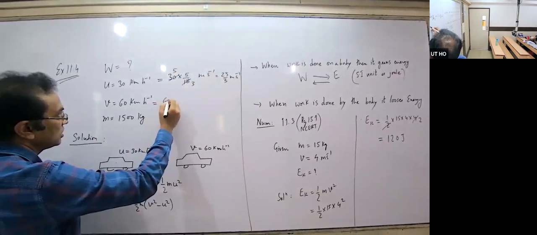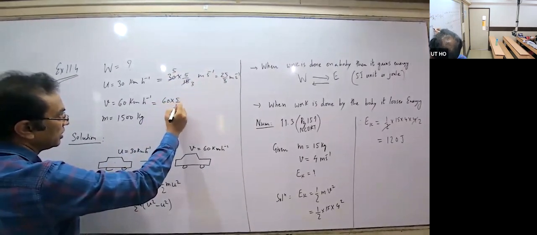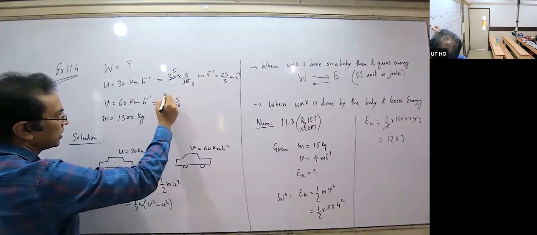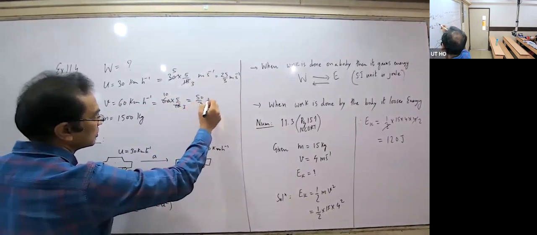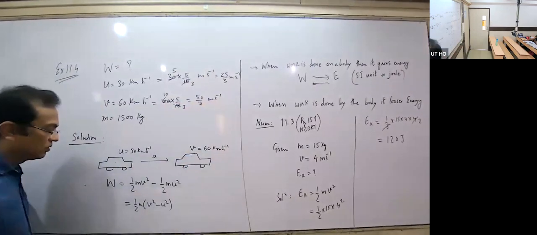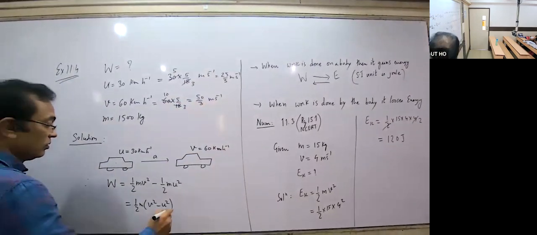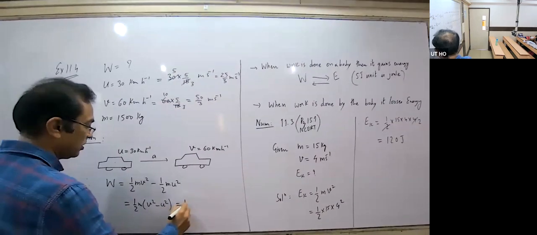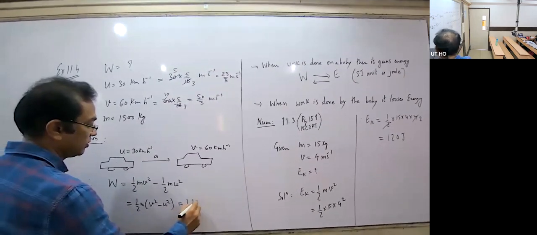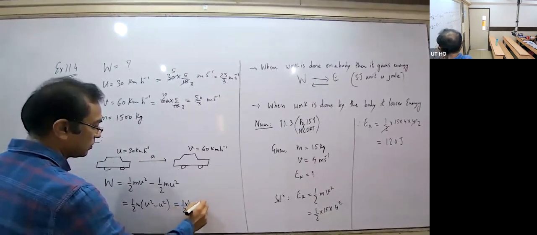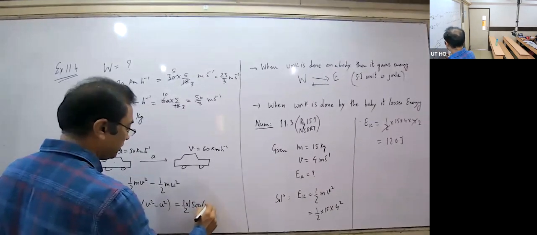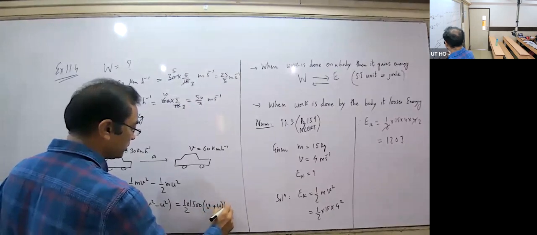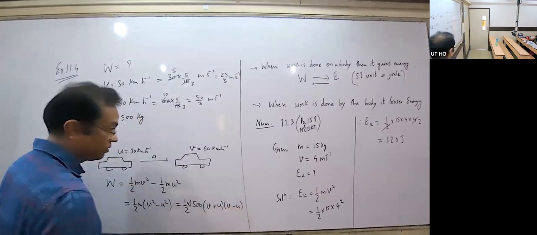What about this? This is 60 into 5 by 18. So 10 times 3 times. This is 50 by 3. Keep it in fraction. Okay. So therefore, this will be half m, m is 1500. So if you write it like v plus u, v minus u, right? Then the calculation will be simple.